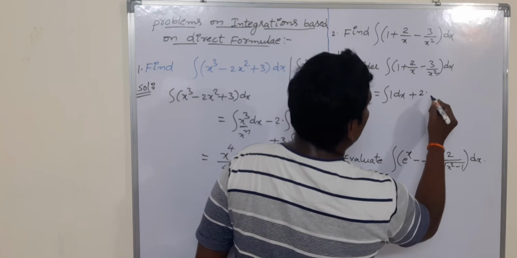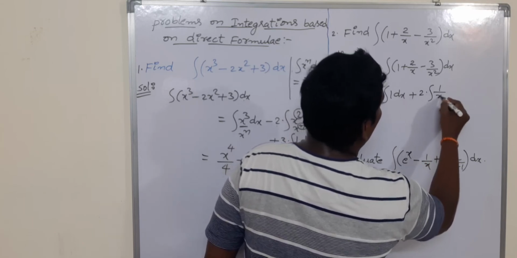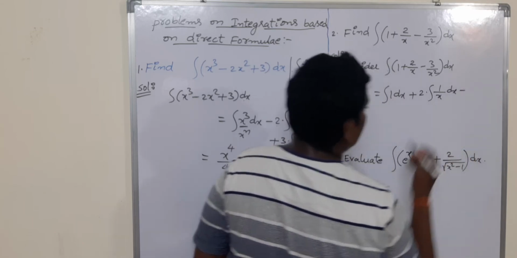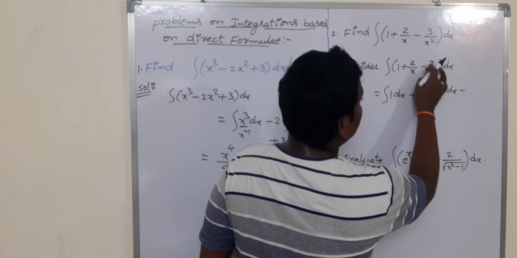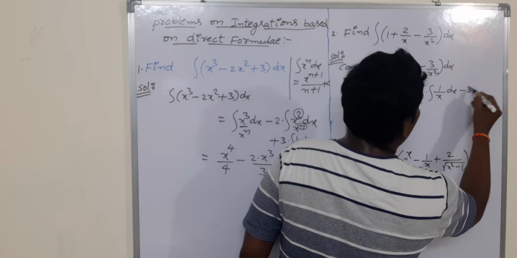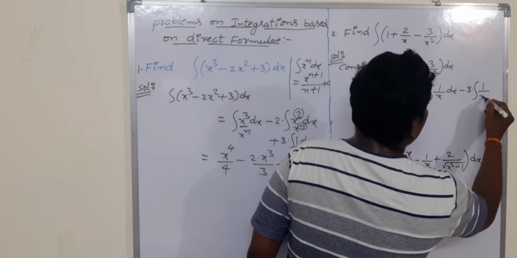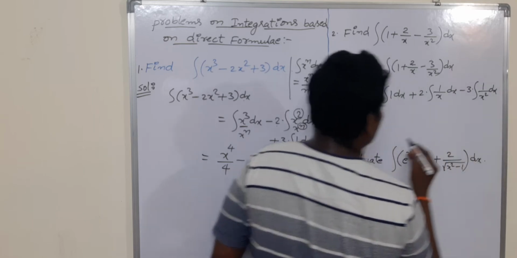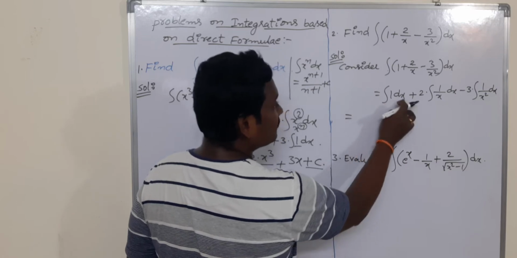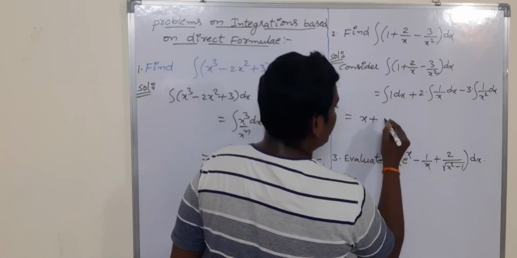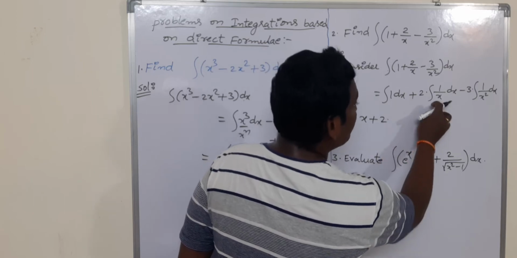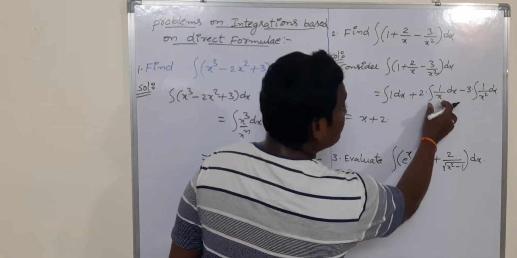So the second part becomes 2 into integral 1 by x dx minus integral 3 by x square dx, but 3 is the constant term, take it outside from the integral. Integral 1 by x square dx. That is equal to, what is integral 1 dx? x plus 2 into integral 1 by x dx. What is integral 1 by x dx?